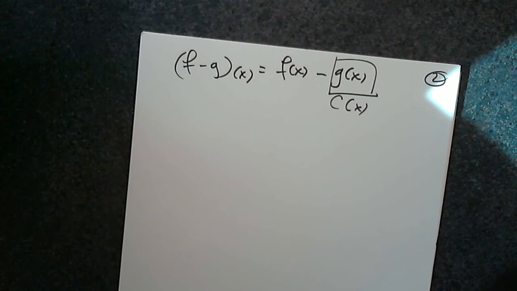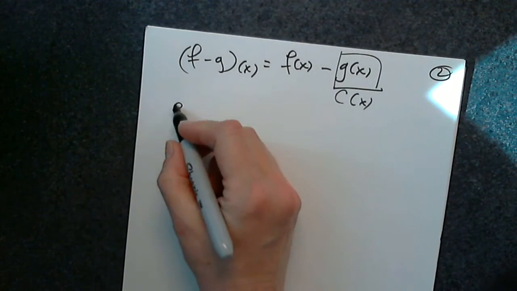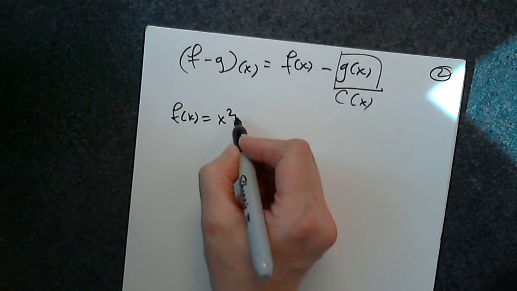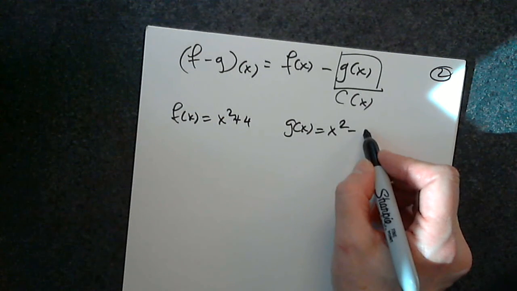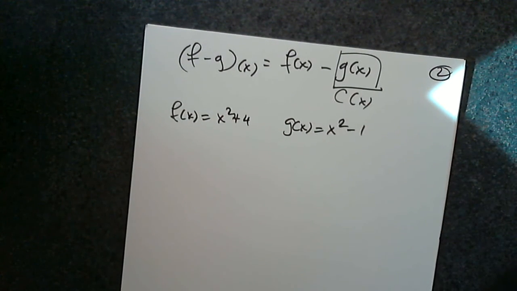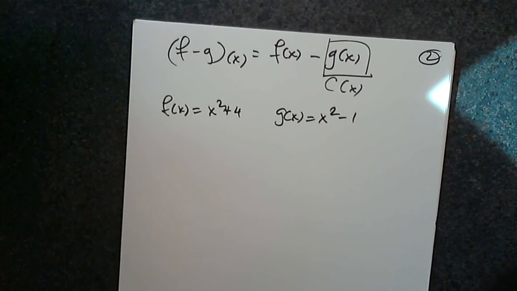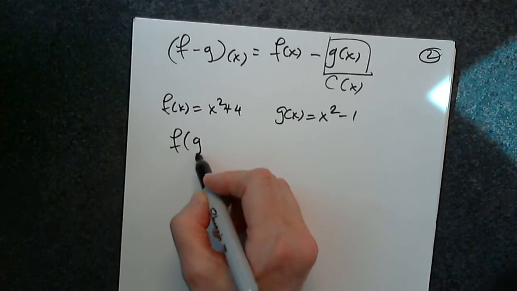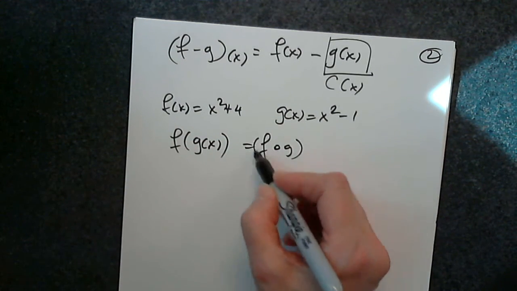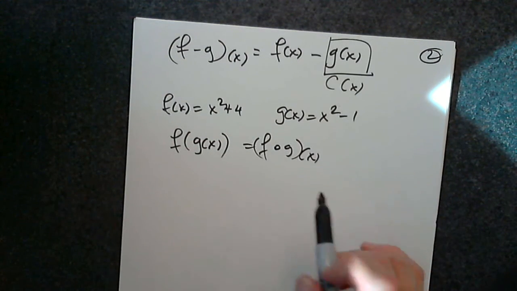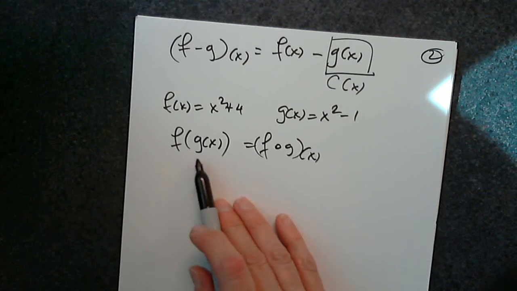Yes, please. So f of x equals x squared plus 4, and g of x equals x squared minus 1. Excellent. And then f comp g of x, f of g of x. You want f comp g of x? Is that what you said? Okay, yes. So f comp g of x is the same as f of g of x.